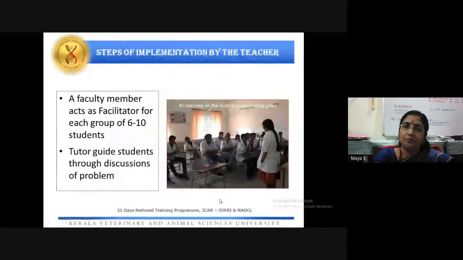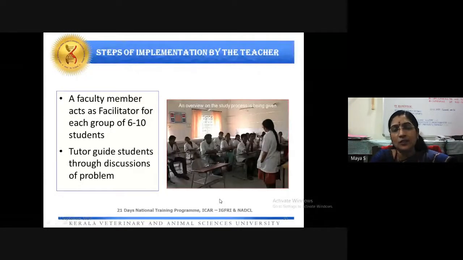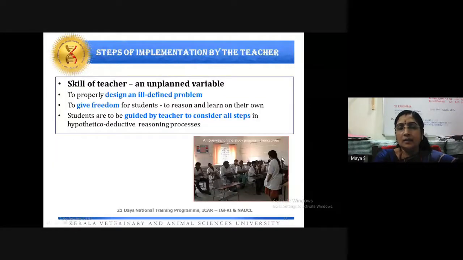Now, I told you there are separate objectives for the teacher and the students. Even though the student-teacher roles are interchanged, students have a different role in problem-based learning. Teachers also have different roles. What are the roles of the teacher in problem-based learning? A teacher, as we know, will be acting as a facilitator, and the skill of the teacher will be acting to improve the problem-based learning.